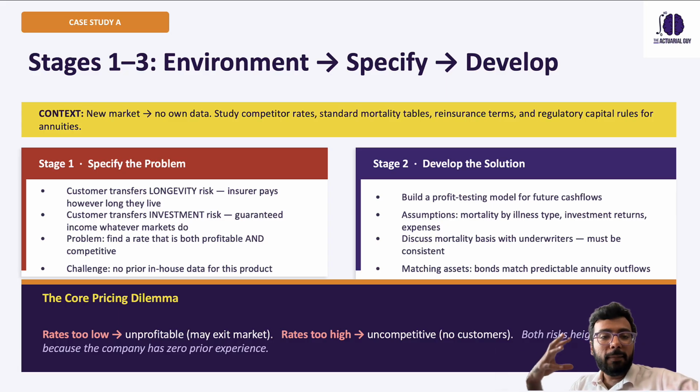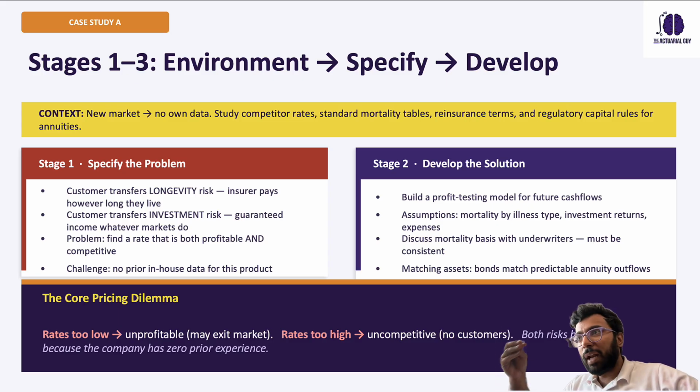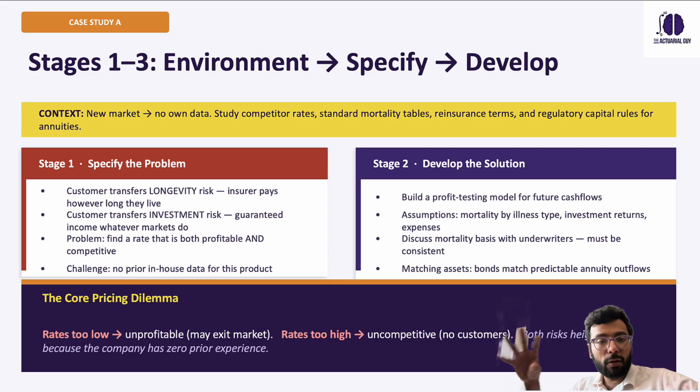Then you specify the problem. Now, what is the core reason for a problem here? What is it that you're trying to solve? You're obviously trying to price and figure out the level of capital or reserves that you need to maintain for these annuities. What are the sort of risks that you are taking? The customer is transferring the longevity risk to you, because the insurer would be paying as long as the customer lives. It's a lifetime annuity.